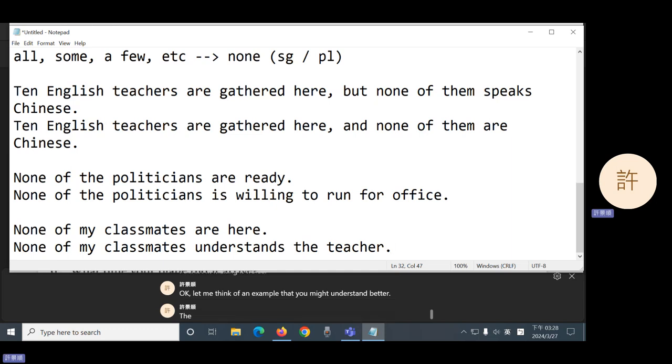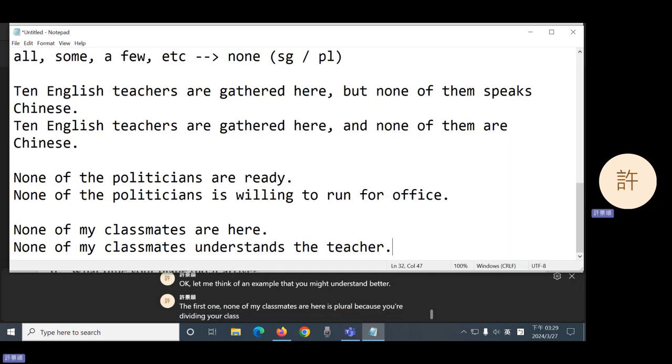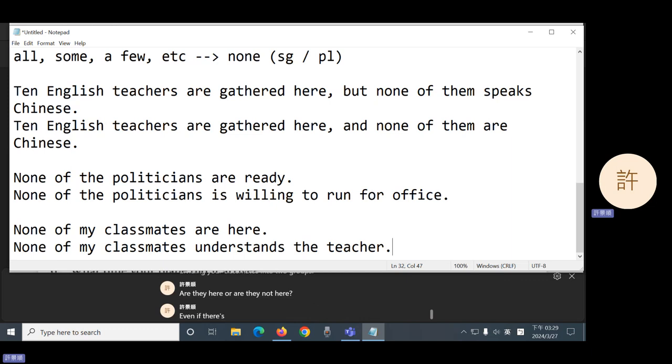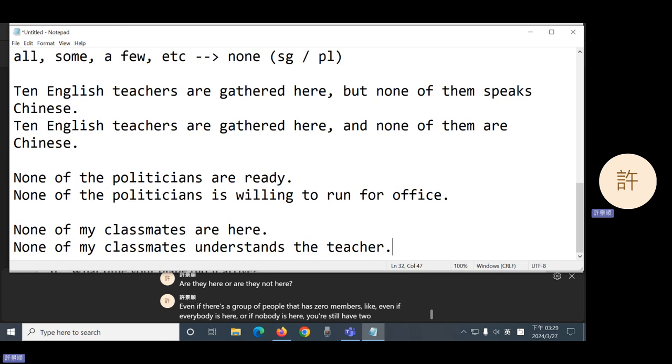The first one, none of my classmates are here, is plural because you're dividing your classmates into two groups. Are they here or are they not here? Even if there's a group of people that has zero members, like even if everybody is here or if nobody is here, you still have two groups.